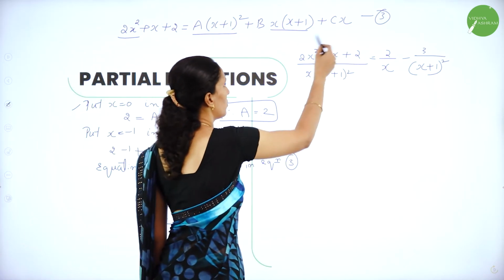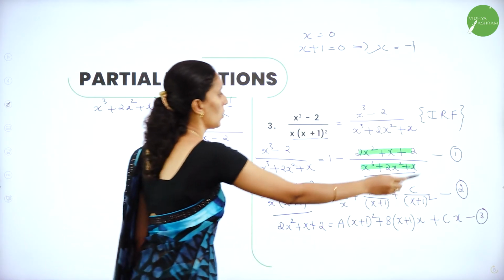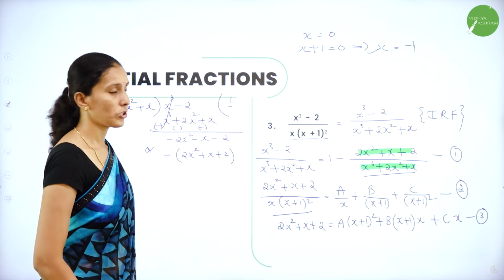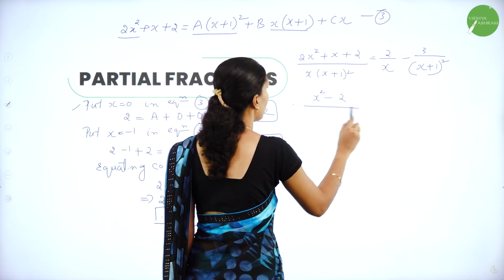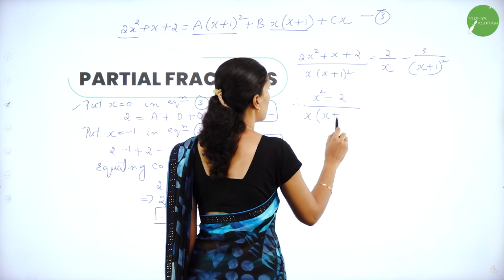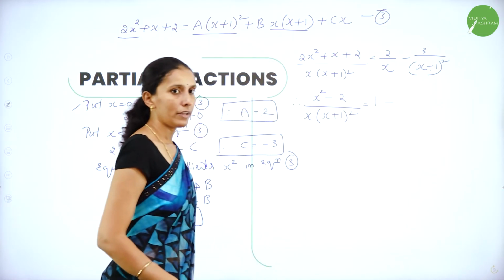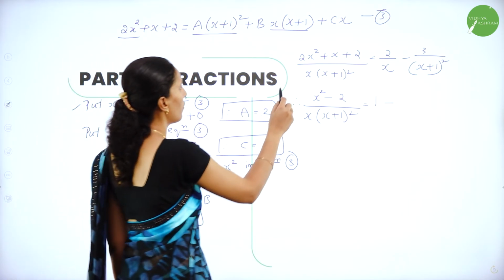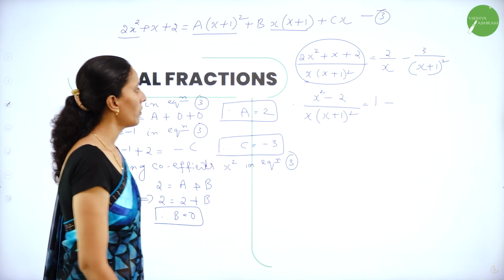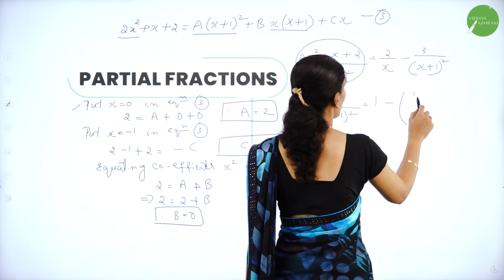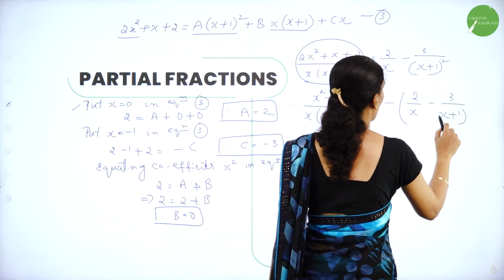We'll just substitute the value of this proper rational function in equation 1. So what was our equation 1? That is x square minus 2 divided by x into x plus 1 whole square, 1 minus what we had. So in the place of this, we have replaced this one. So we will get 2 by x minus 3 by x plus 1 whole square.